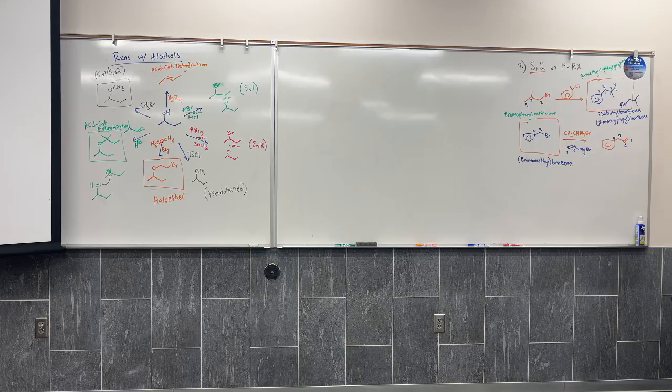I'm going to get you to raise your hands to vote. Will this mechanism go SN1 or SN2? Raise your hand if you think sec-butyl alcohol and methyl bromide react by SN1. Raise your hand if you think sec-butyl alcohol and methyl bromide go by SN2. Brenna, what do you think? Do you want to justify?